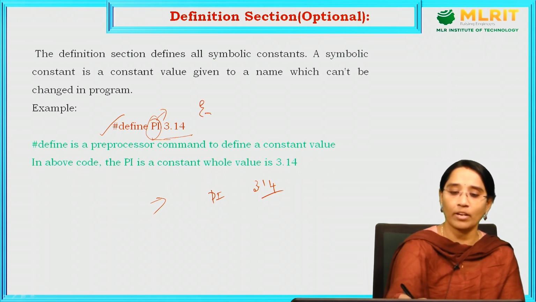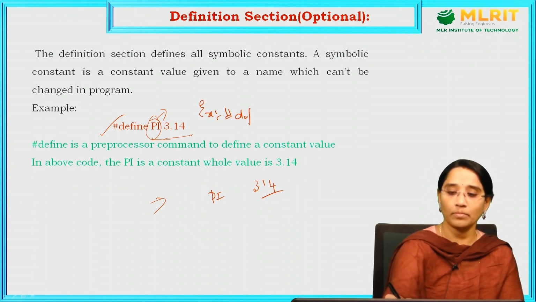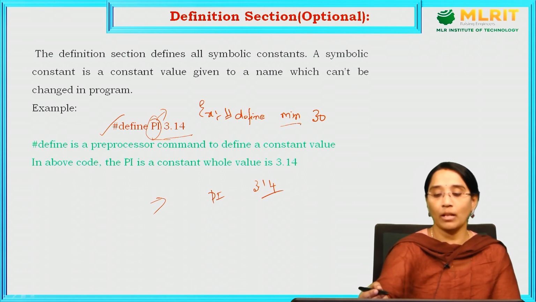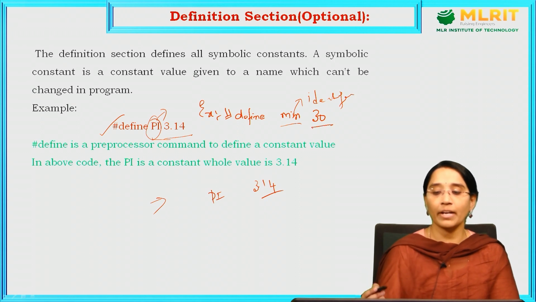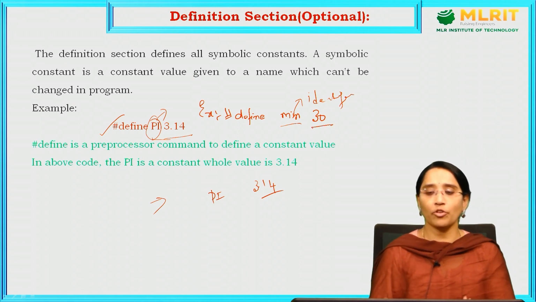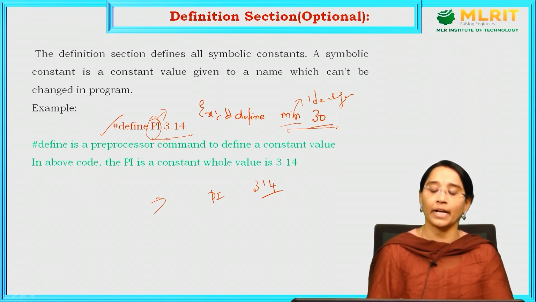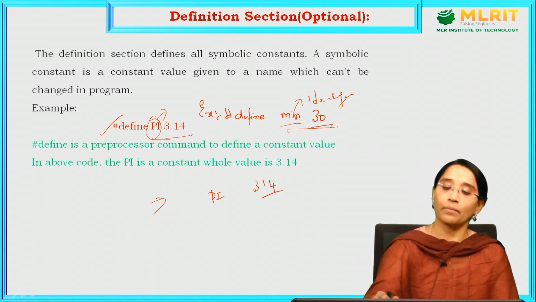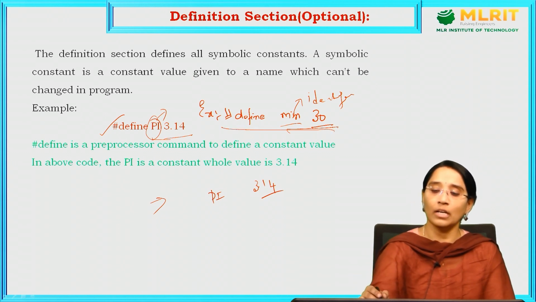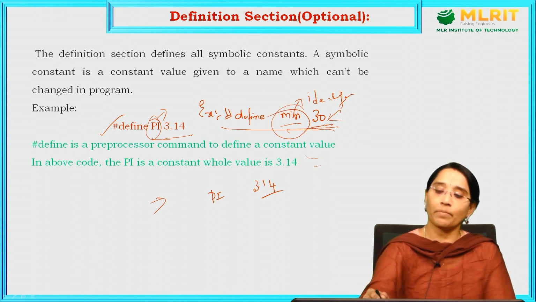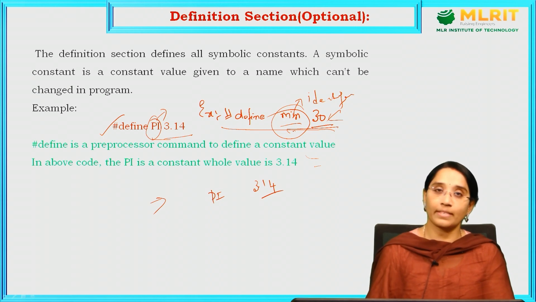Another example: hash define min 30. Here min is my variable, which we call an identifier, and the value I have defined is 30. Suppose I want to use this value 30 twenty times in my program. Instead of writing 30 all the time, I define hash define min 30. Whenever this identifier comes in your program, the compiler will automatically substitute 30 in the place of min.